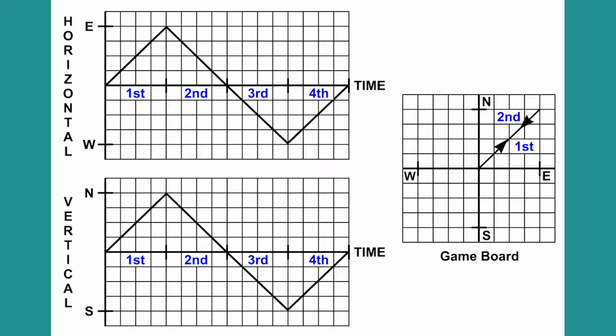For the second quarter, we come back to the center point. The third quarter requires us to move west and south. Now use your artistic right brain to determine what happens during the last quarter. We return to the center.